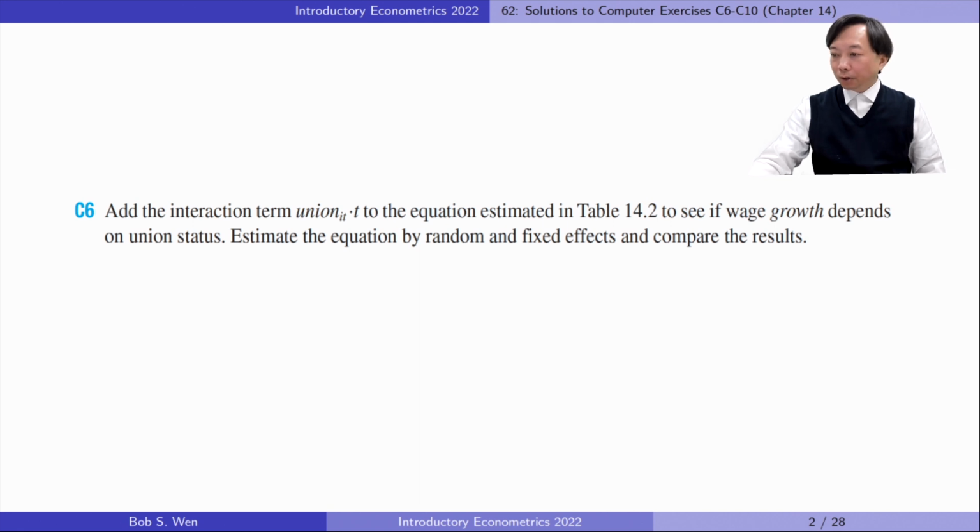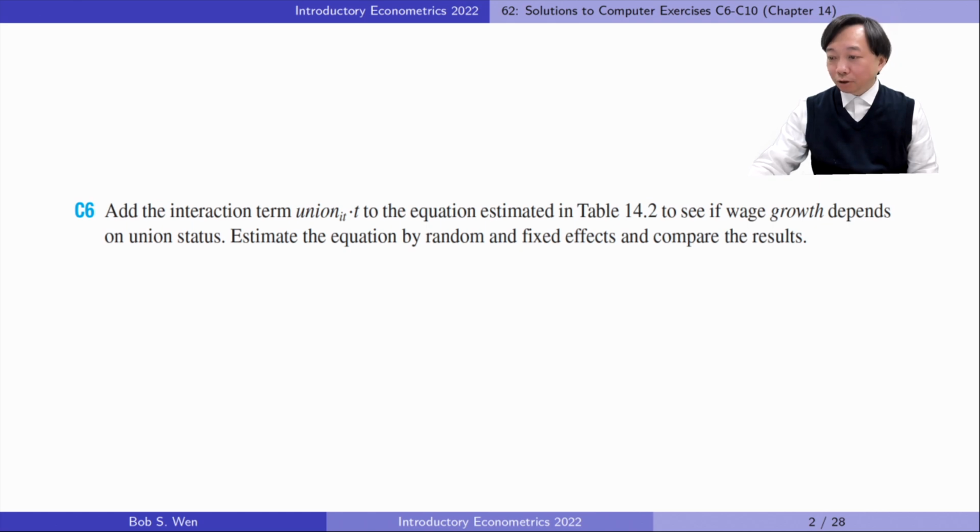In the sixth exercise, we add the interaction term between union and time trend to the equation estimated in Table 14.2 to see whether wage growth depends on union status. Estimate the equation by random and fixed effects and compare the results.